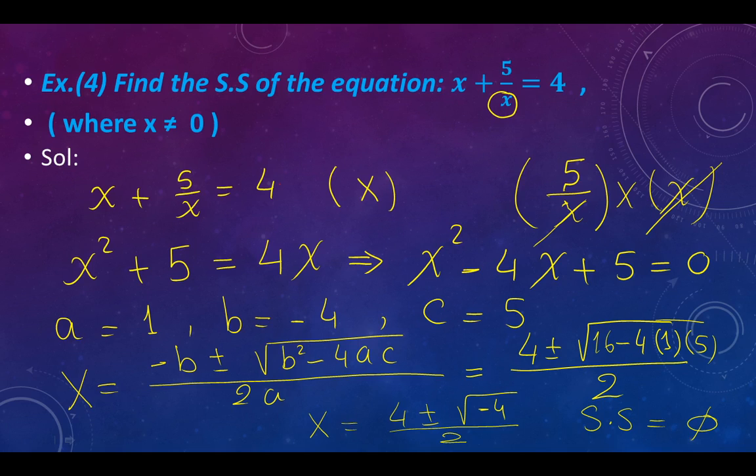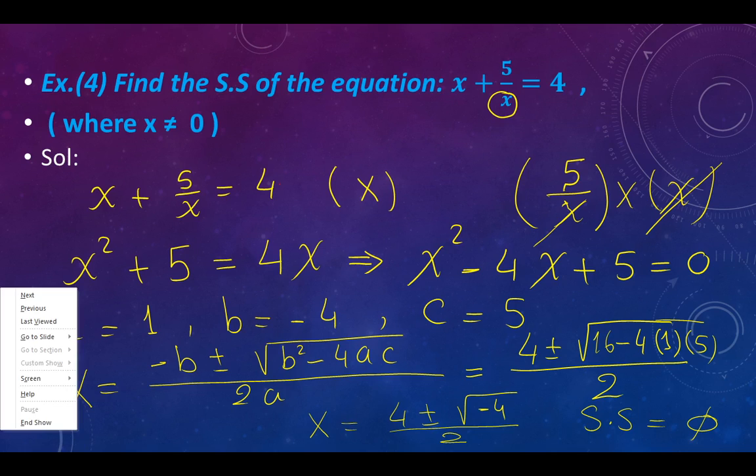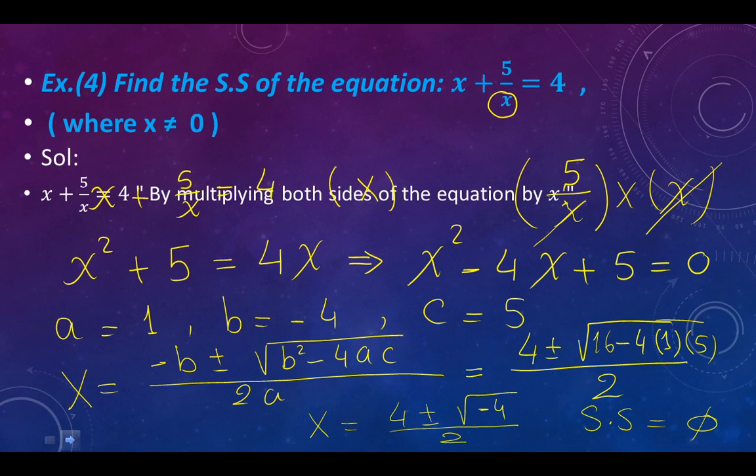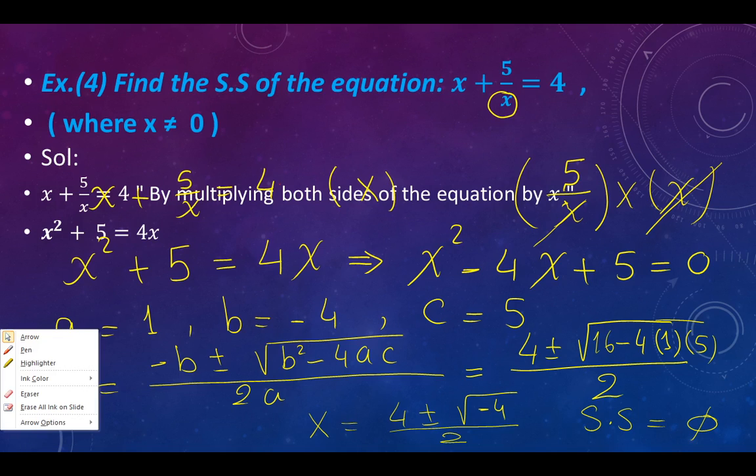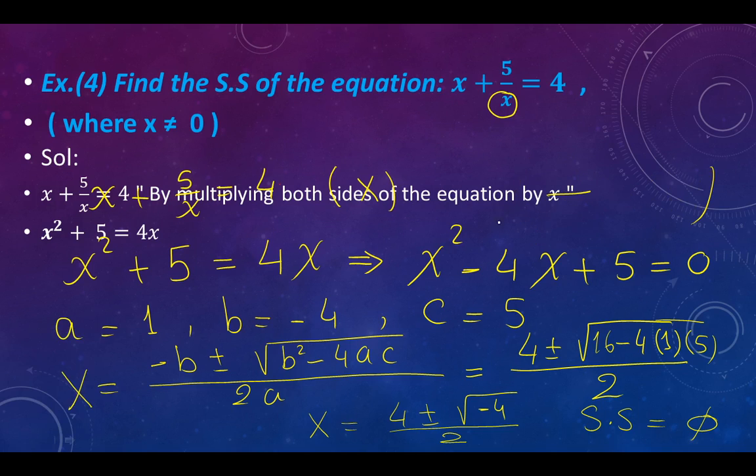So the main idea in this example is that you have x in the denominator and you have to get rid of it by multiplying all the terms of the equation by x. Okay, let's go to another example. But before that, we are going to solve it again by using the PowerPoint very quickly. Let's revise the steps together one more time.